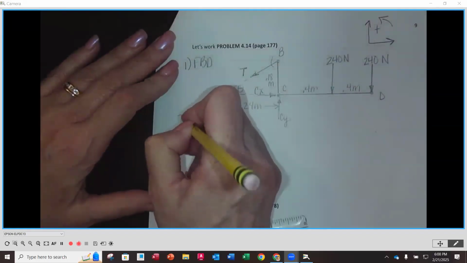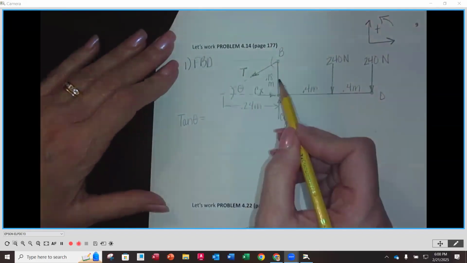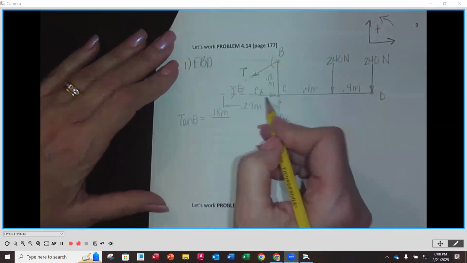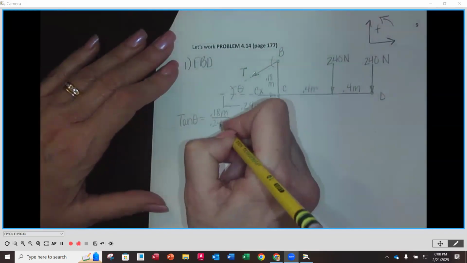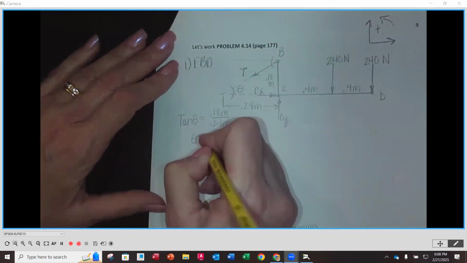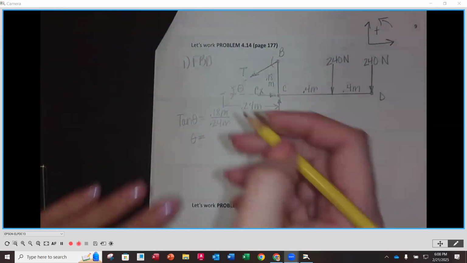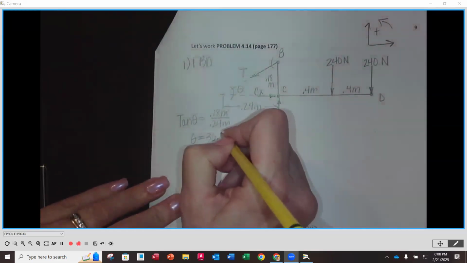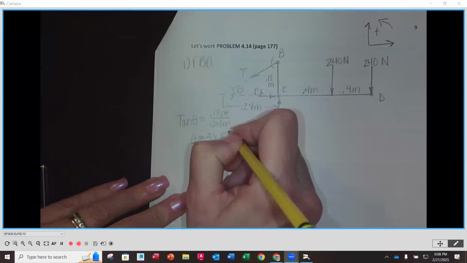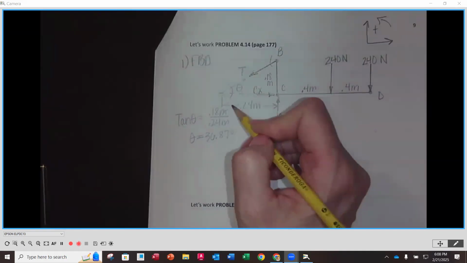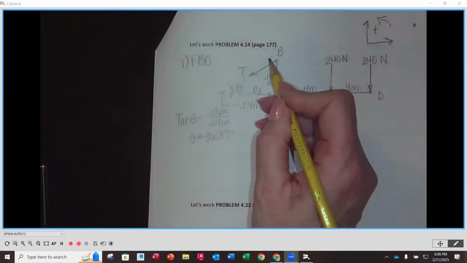So we're going to have to say, okay, tangent of theta is going to be equal to the side opposite, 0.18 meters, divided by the side adjacent, 0.24 meters. Meters cancel, and we get our angle. So 0.18 divided by 0.24, I'm getting 36.87 degrees.